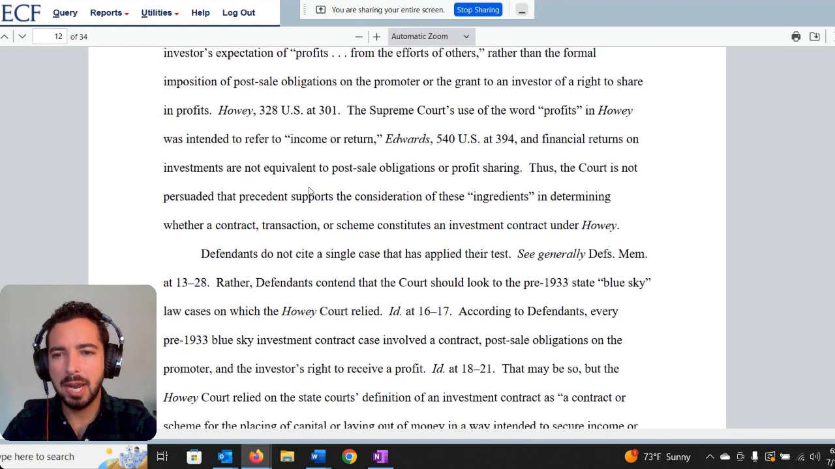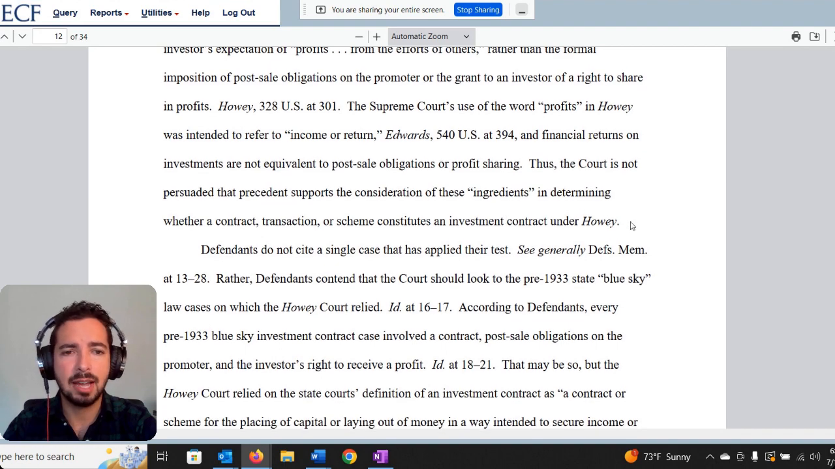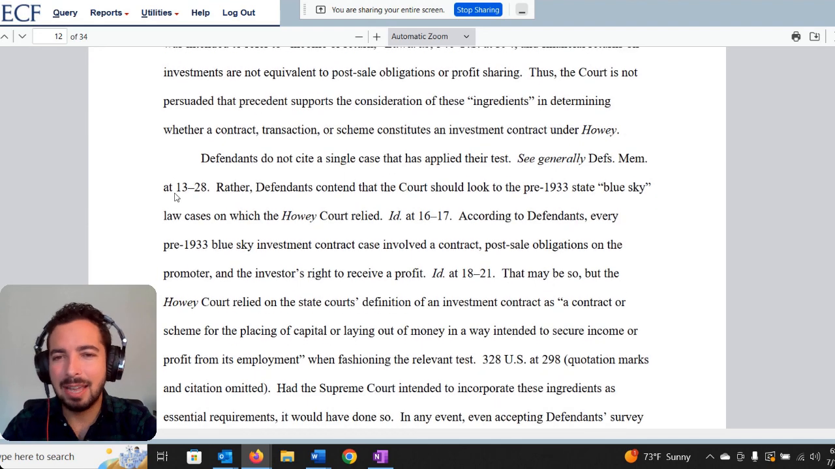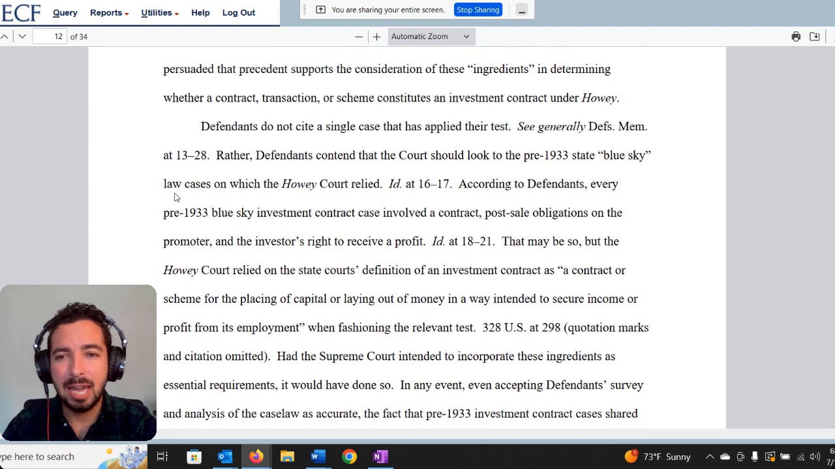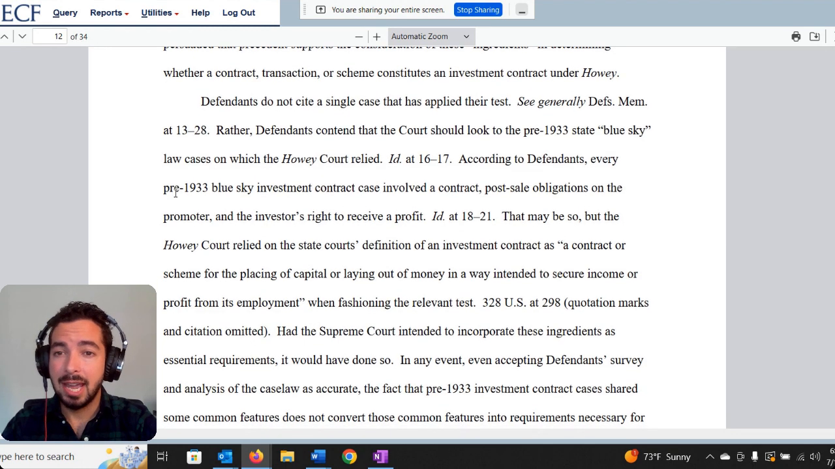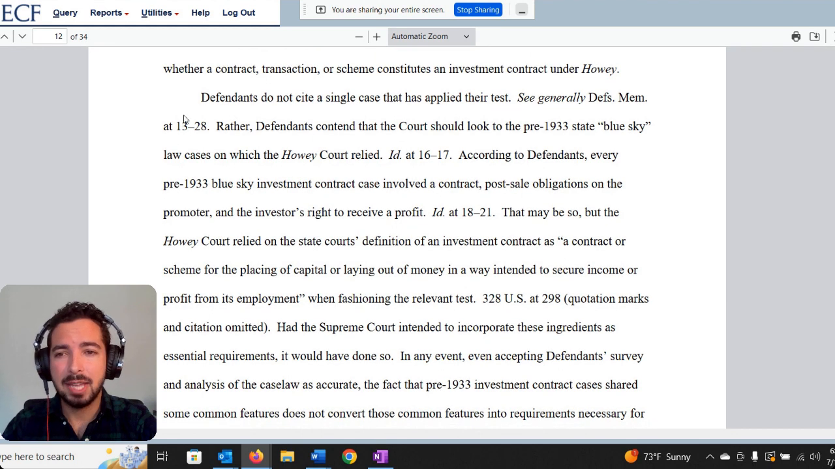Thus, the court is not persuaded that precedent, like previous cases, basically, supports the consideration of these ingredients in determining whether a contract, transaction, or scheme constitutes an investment contract under Howey. So the court's saying, listen, guys, we're just not doing that, okay? And she goes on. You'll see, she just keeps hammering home that she is just not doing what Ripple wants the judge to do. So again, not good for Ripple, but maybe they have another trick up their sleeve.